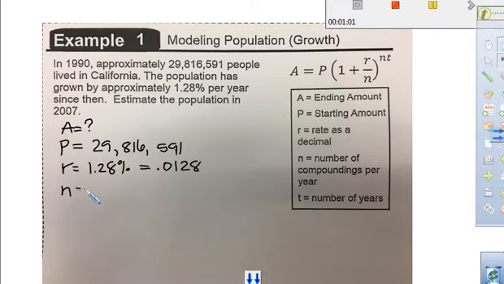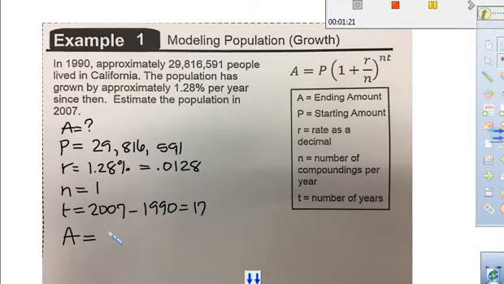And N is the number of compoundings per year. If they don't mention anything, that N is just 1. And the T is time. Well, we're looking for 2007, and when we started it was 1990, so that gives me 17. And now I can plug it into my formula.